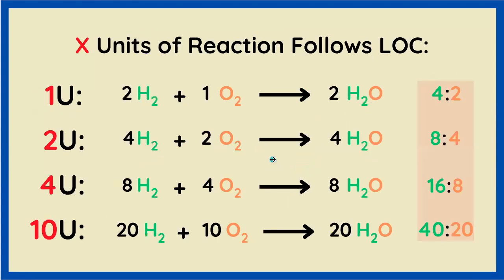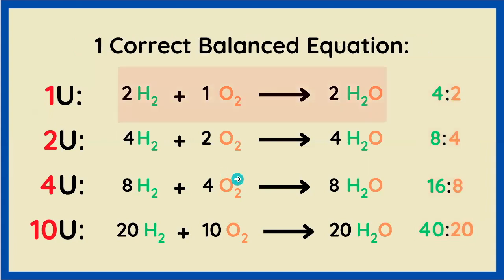Whether it's 2 units, 4 units, or even 10 units of reaction, or a million units of reaction, the atoms of each element remain balanced on both sides. Conservation, therefore, always works no matter how many units of reaction we scale it by. But as we've established, there's only one set of coefficients, the smallest whole numbers possible, that constitute our correctly balanced equation, our single unit of reaction.